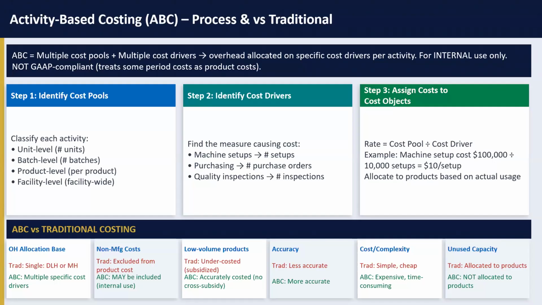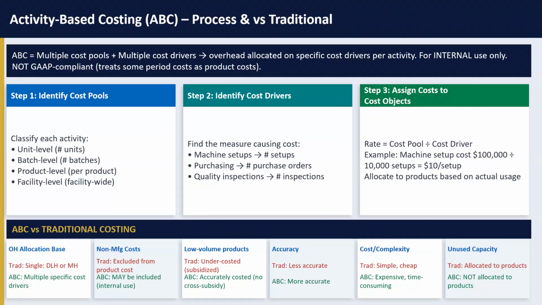Then low volume products. For low volume products, in the traditional allocation, you will undercost them. Same problem as we saw in the third method of joint cost allocation, the physical volume method. Under ABC, you will cost it accurately and allocate whatever is the actual cost. Then accuracy: no question, ABC is more accurate than traditional. Then cost and complexity. Traditional is simple. You'll just allocate it based on DLH or MH. But ABC is quite expensive and quite time consuming.